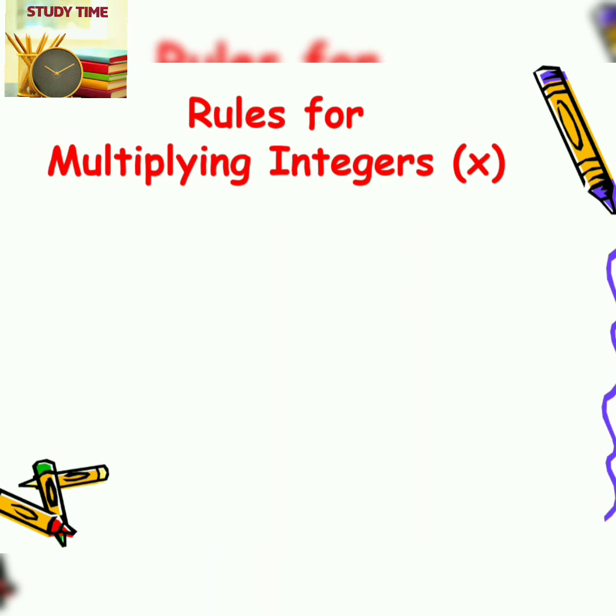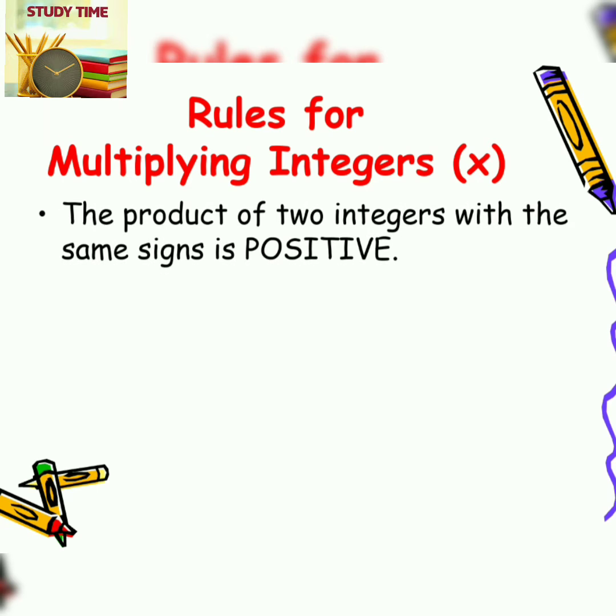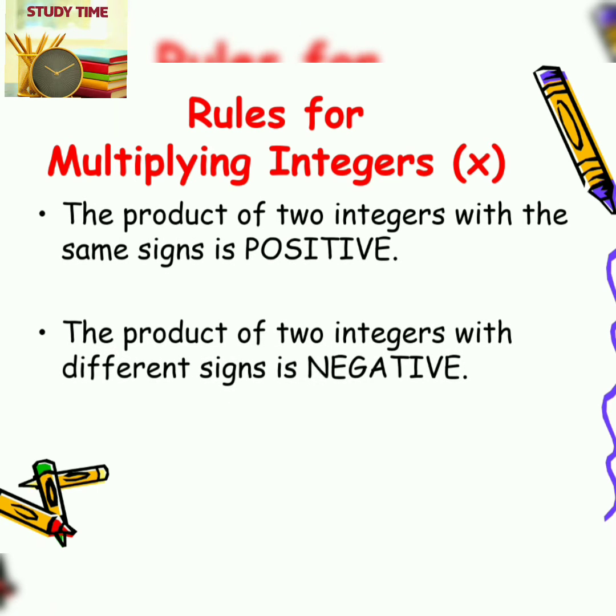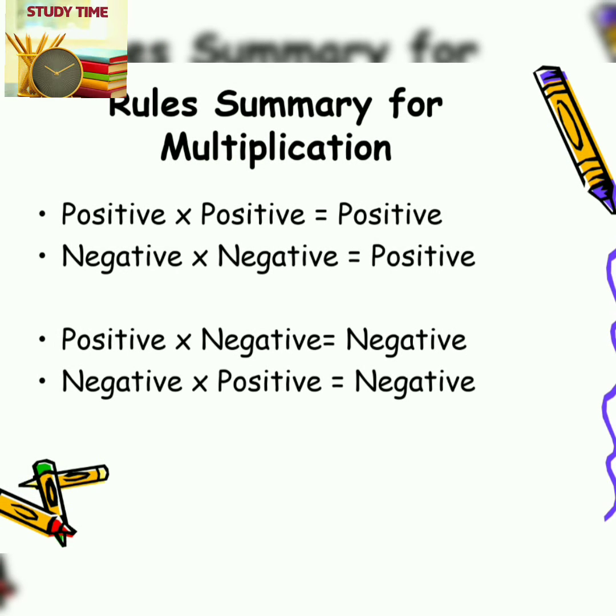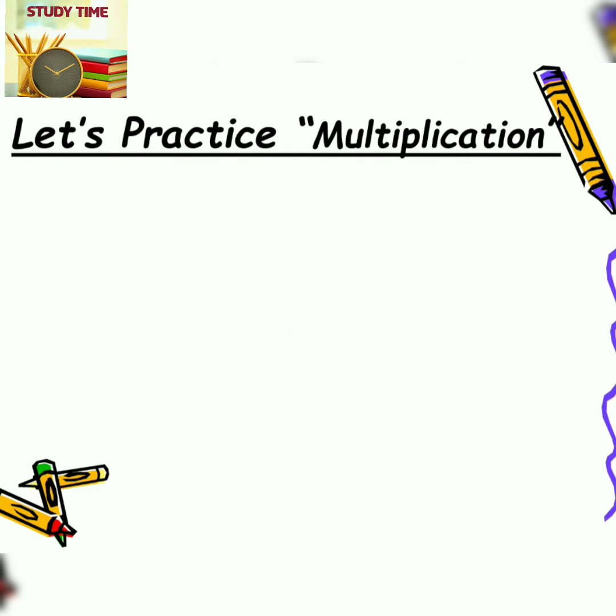Rules for multiplying integers. The product of two integers with the same sign is positive. The product of two integers with different sign is negative. Rule summary for multiplication. Positive into positive is equal to positive. Negative into negative is equal to positive. Positive into negative is equal to negative. Negative into positive is equal to negative.